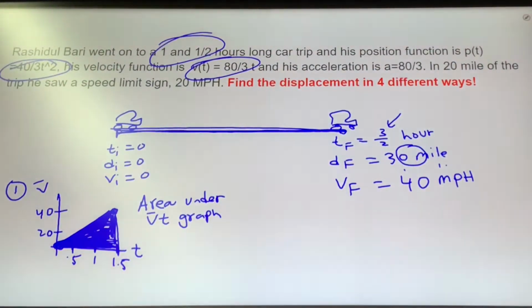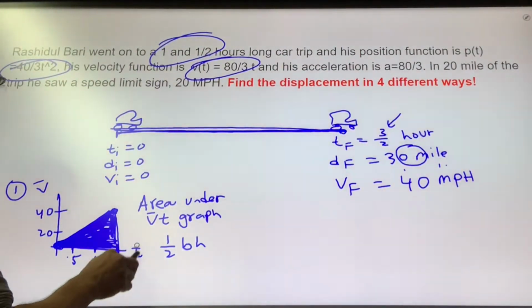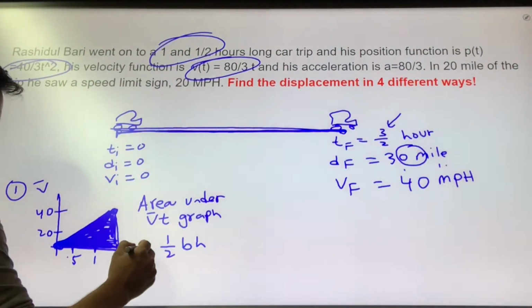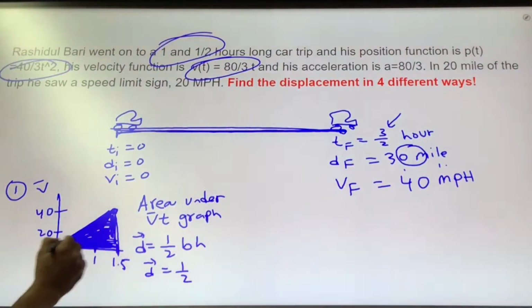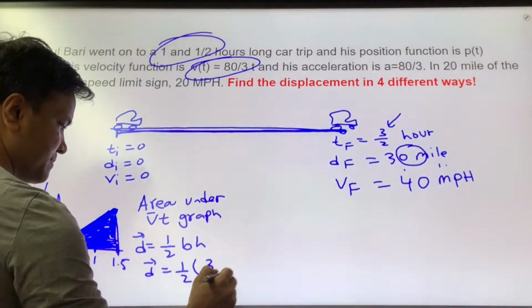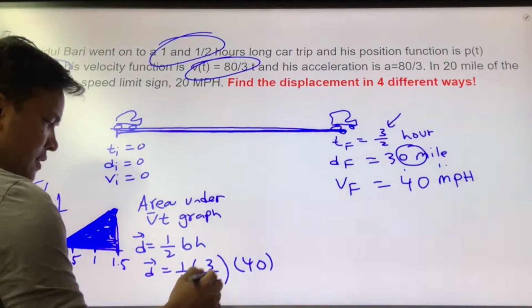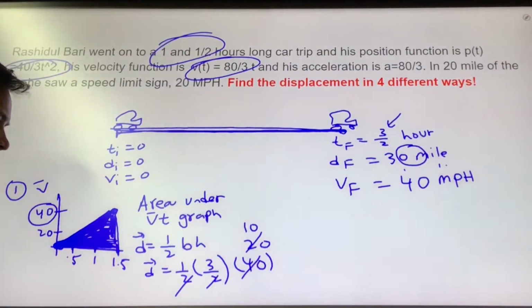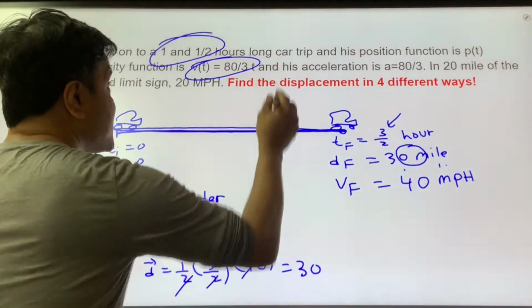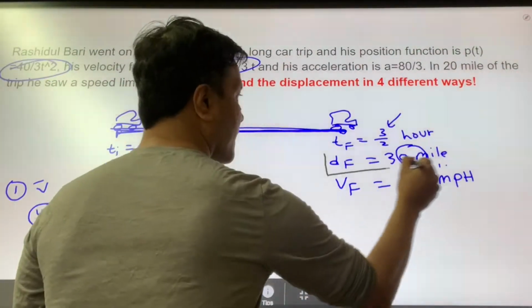So what is the area under the VT graph? It's half base times height, and the area under the VT graph is the displacement. So displacement is half times base times height. What is the base? The base is 3/2, or 1.5. What is the height? The height is 40. 2 goes into 40 twenty times, 2 goes into 20 ten times, and 10 times 3 is 30. So the displacement is 30. We got it. Okay, now we're going to do a different way.